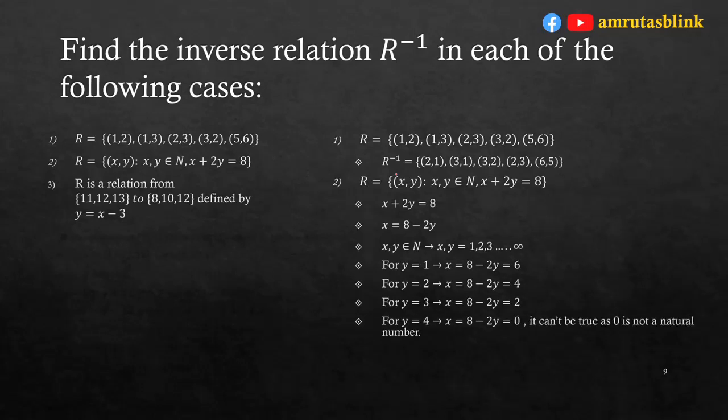Now, if y = 4, then x = 8 - 2 into 4, that is 0. But our condition is that x and y belong to natural numbers, so we cannot have any value equal to or greater than 4. Hence, y can have only 3 values, 1, 2 and 3, for which we get x as 6, 4 and 2 respectively. Hence we can define R as {(6, 1), (4, 2), (2, 3)} and hence our inverse will be {(1, 6), (2, 4), (3, 2)}.